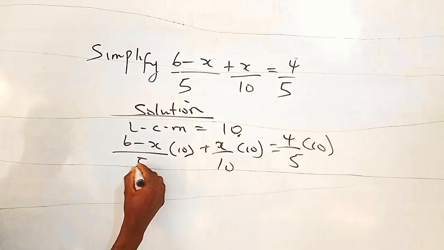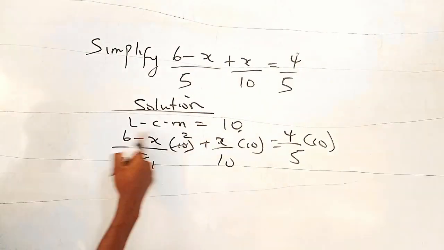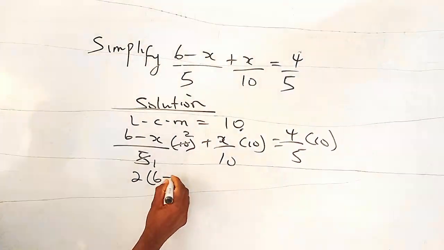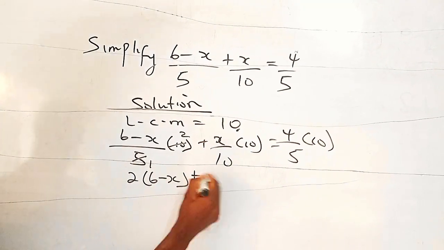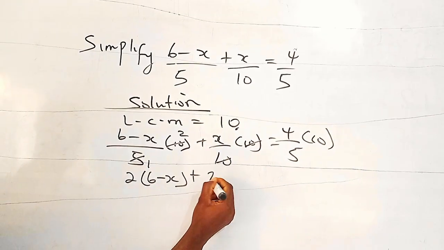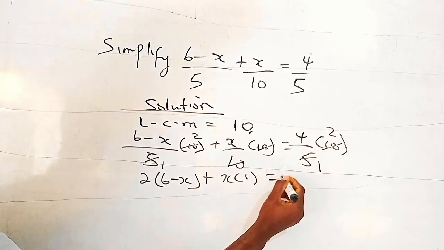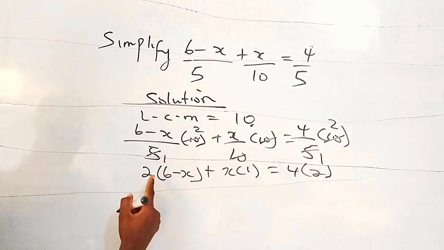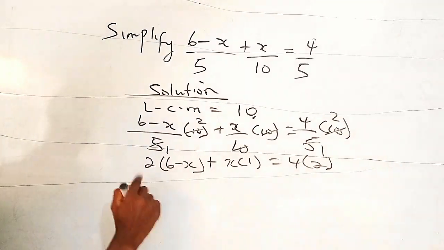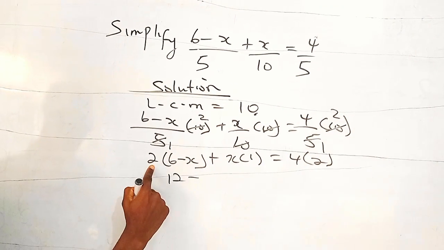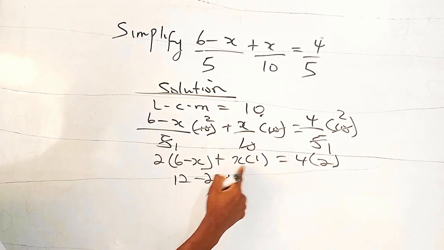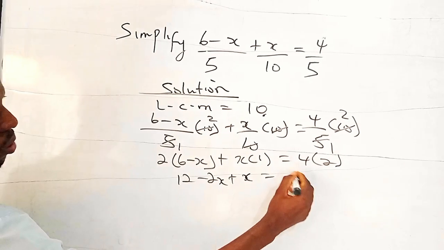So we can easily simplify. 5 into 10 is 2. So this multiplies this, 6 minus x, plus this can go, so we have x into 1, equals 5 into 10 is 2, so we have 4 into 2. So let us use this number to open up the bracket. 2 times 6 is 12, minus 2x, plus x times 1 is x, 4 times 2 is 8.